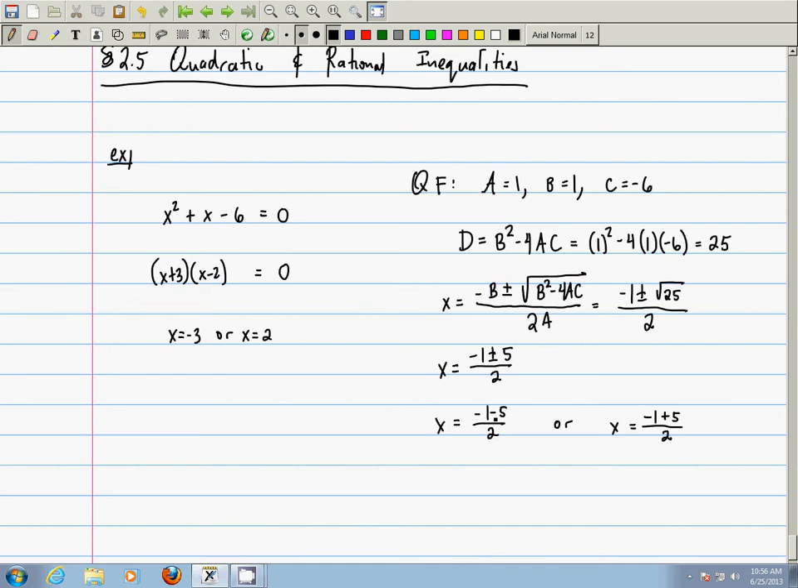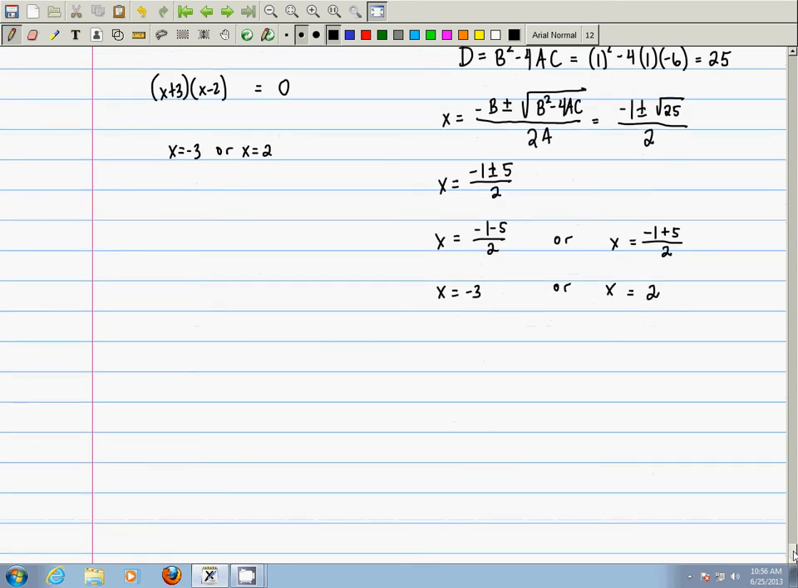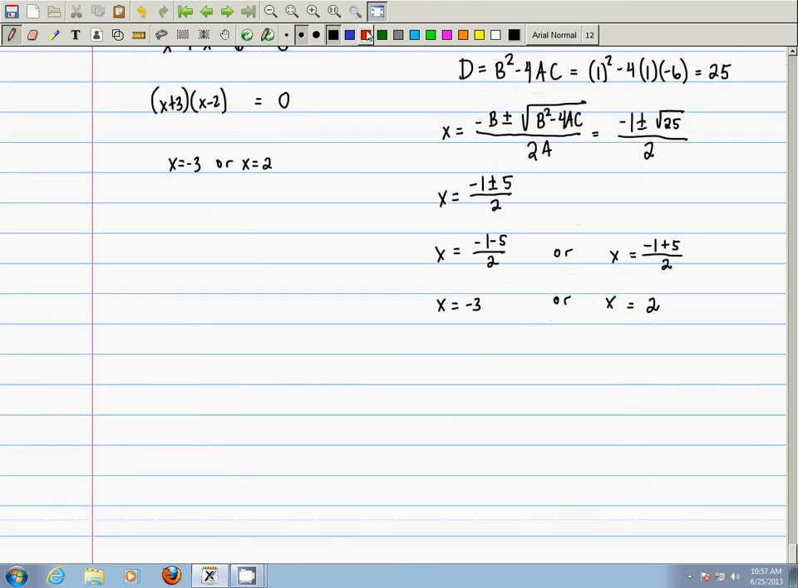So what's negative 1 minus 5? Negative 6. And then divided by 2 is negative 3. Or negative 1 plus 5 is positive 4, over 2 is 2. Okay, so the two things agree with each other. But now I have a question for you. I want you to make an observation, and it's an observation that, in my experience, students sort of overlook.